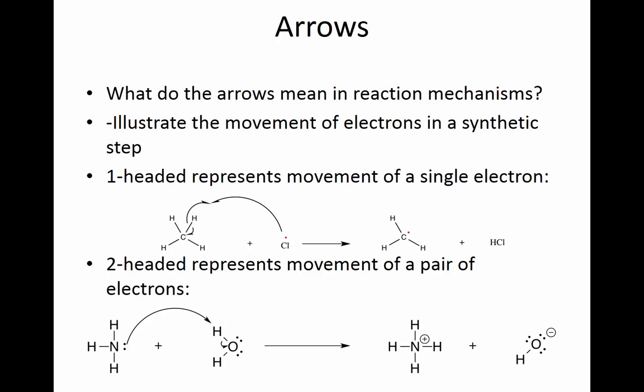So what do the arrows mean? Well, they illustrate movement of electrons in a given synthetic step. So, for example, if we're looking at one-headed arrows like we have been with the radical reactions, that represents movements of a single electron.